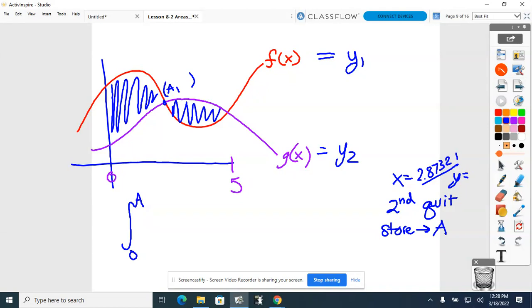And on the test, you can do this. You can make a note over here that you're going to let that equal a, and then you can just write a for the rest of the problems whenever you mean 2.87.